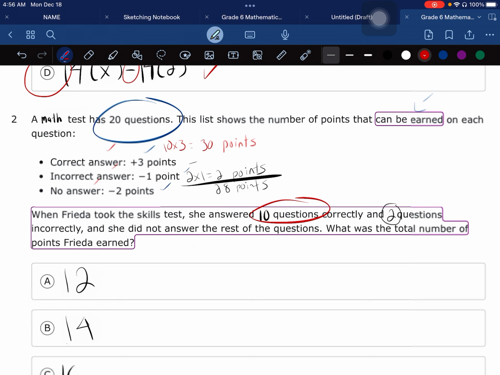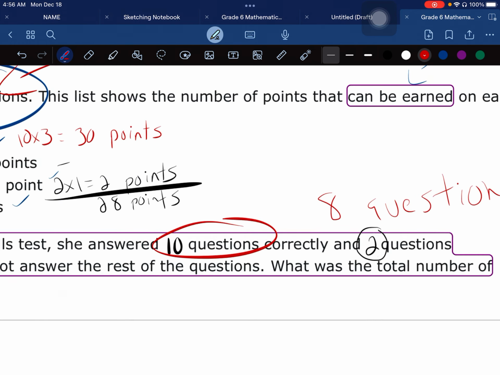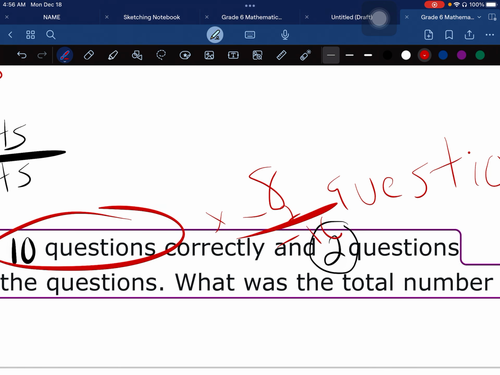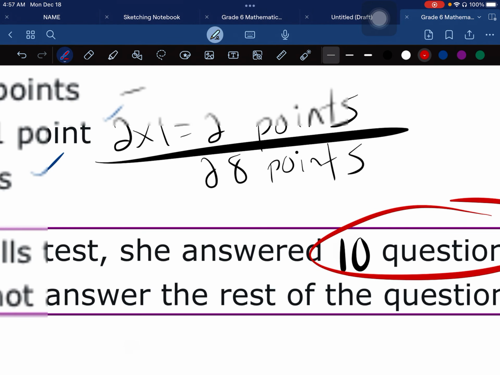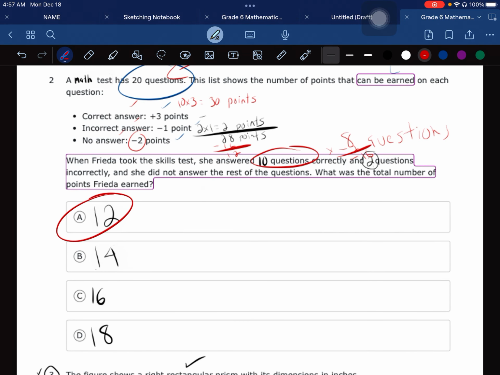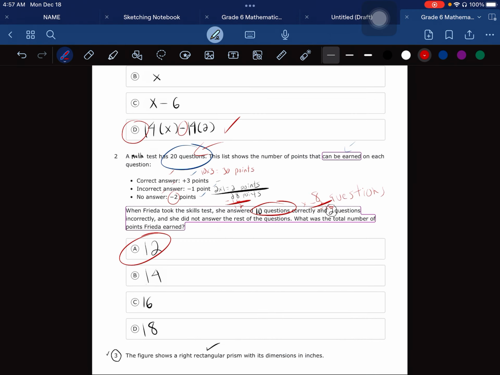Now, are we done? No, because the test had 20 questions. So that means how many were not answered? 8 questions. Now, if you multiply that by negative 2, that's going to be negative 16, chicos. That means I'm going to subtract 16, which is going to be 12 points. There you go. Awesome.